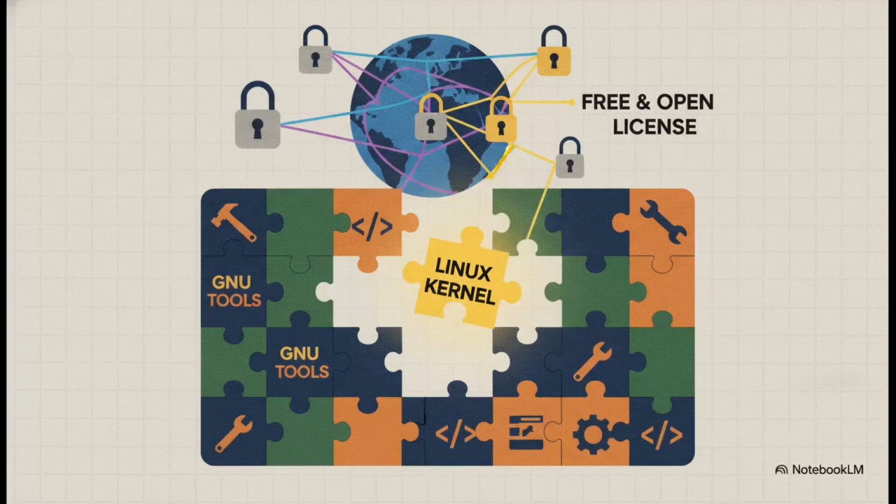Well, that missing piece finally arrived in 1990-91. A Finnish computer science student named Linus Torvalds, working mostly by himself, wrote a brand new Unix-style kernel. He named it Linux and just released it publicly on the internet. Crucially, he released it under a free, open license for absolutely anyone to download, study, modify, and redistribute. Combined with Stallman's tools, the world finally had a completely free operating system.